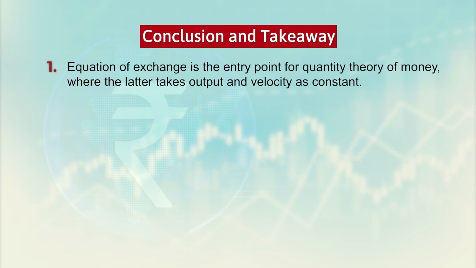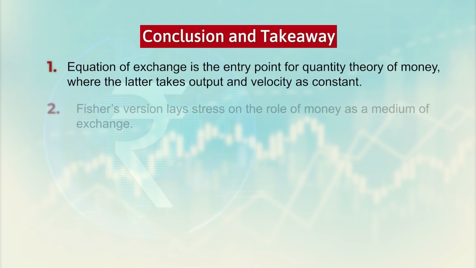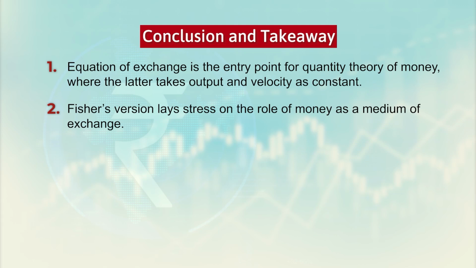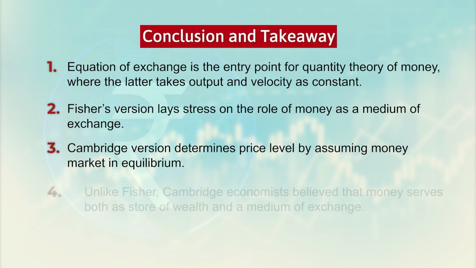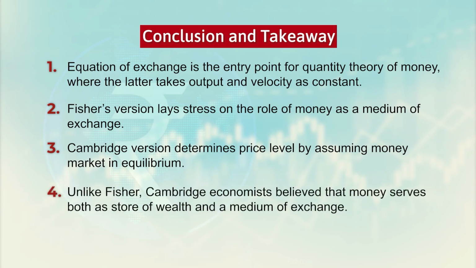One, the equation of exchange is the main entry point of the quantity theory of money through the classical system. The main proponent of this classical system is Fisher. Fisher's version emphasizes more the role of money as a medium of exchange. And then comes the Cambridge version. This Cambridge version determines the price level by assuming money market equilibrium where MD is equal to the money supply and K is assumed to be fixed. And unlike Fisher, the point of departure from Fisher to Cambridge is that Cambridge economists believed that money serves both as a store of wealth and a medium of exchange.